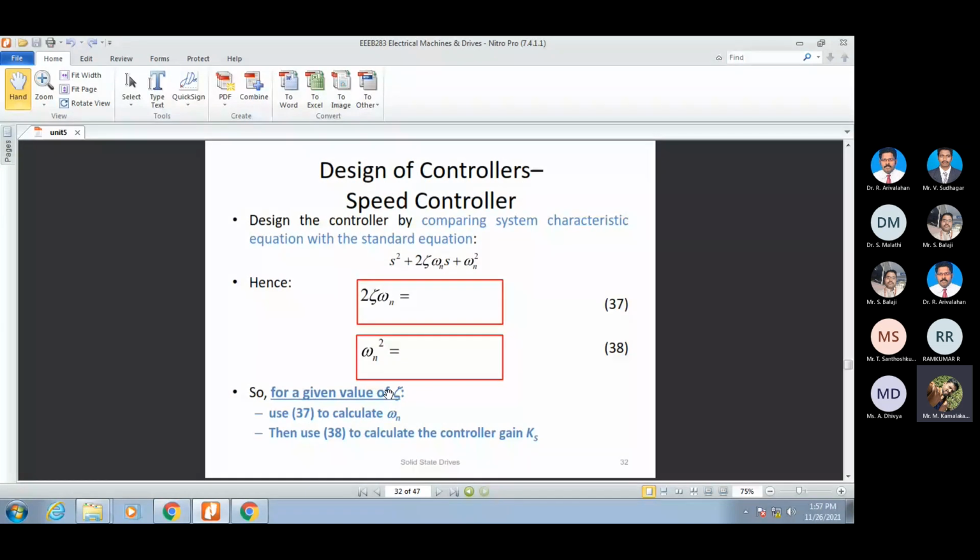For good dynamic performance, we approximated the damping ratio value as 0.707. Whatever value is given, we are in a position to compute the value of the damping ratio also. And after substituting everything, we will be calculating the gain of the speed control block, which is the outer block.